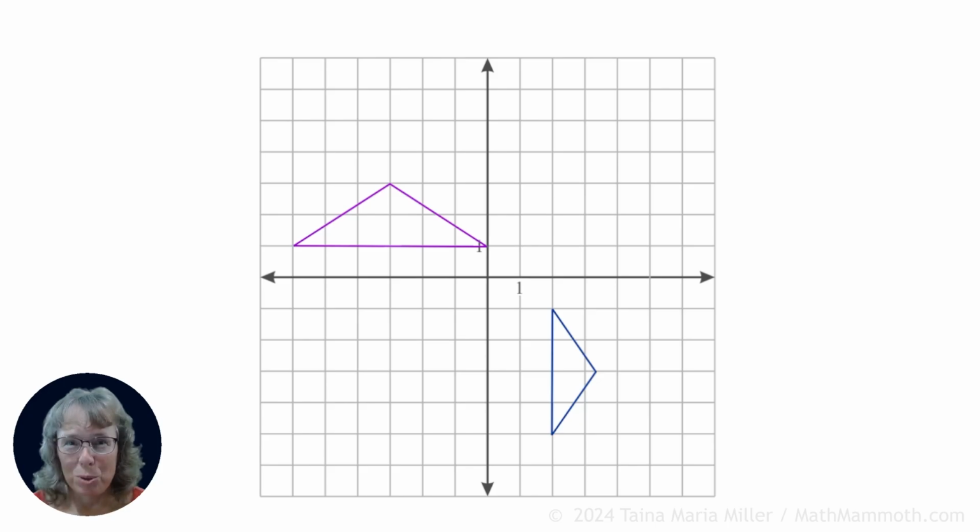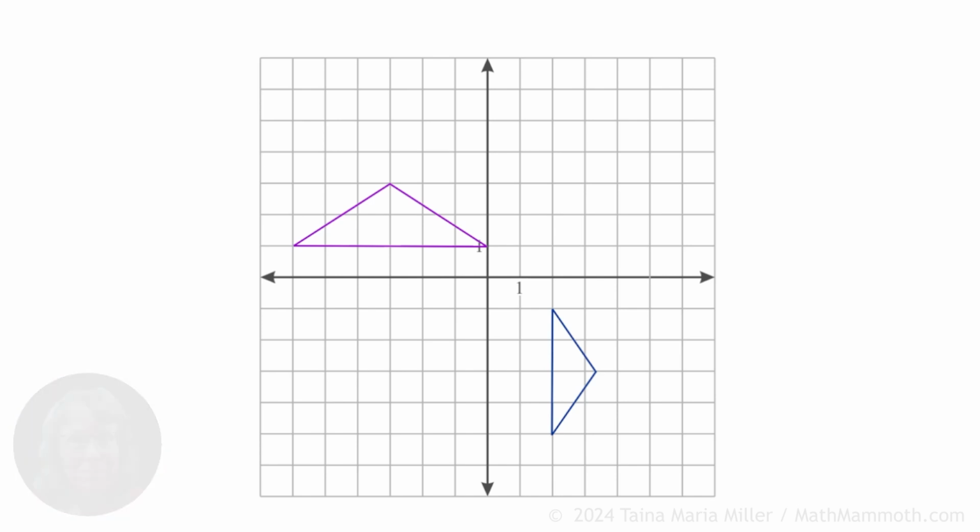Here we have two triangles, and our task is to prove that they are similar triangles, or check whether they indeed are similar triangles or not. And the way we can do that is to use geometric transformations. If we can find the exact geometric transformations, or sequence of them, that maps one triangle to the other, then we have proven that they are similar.